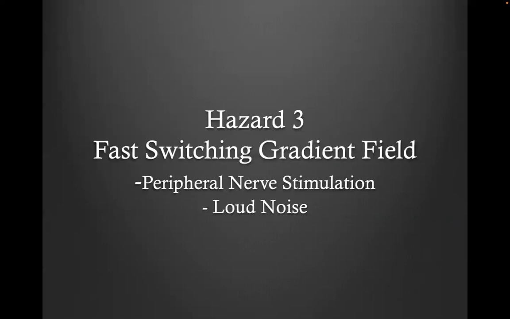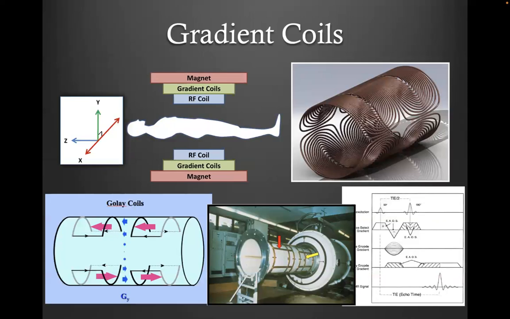Okay, now we move on to the third hazard, which is the fast switching gradient field. The hazards it will cause are, one, peripheral nerve stimulation, and the other, loud noises. So this shows some examples of gradient coils. So again, you have your magnet, your RF coils, and sandwiched in between will be your gradient coils. And your gradient coils are thin, aligned metal sheaths inside the scanner, and that's used to create a spatially varying magnetic field.